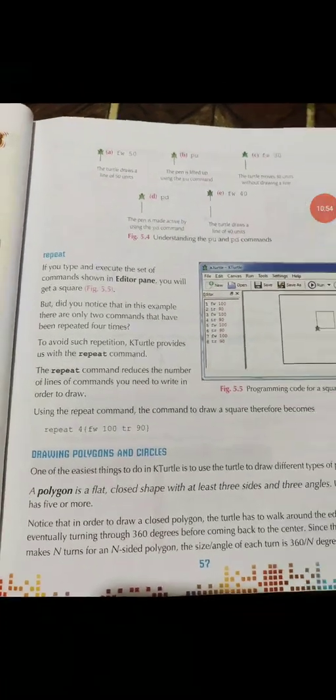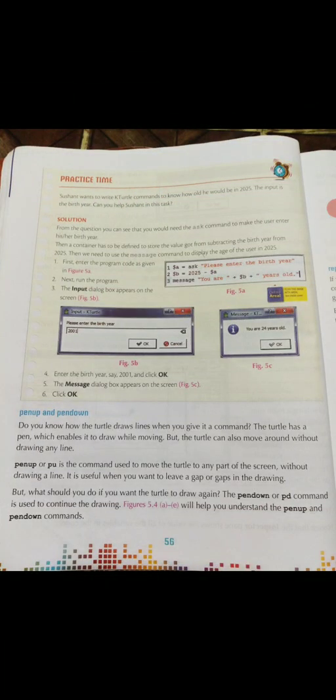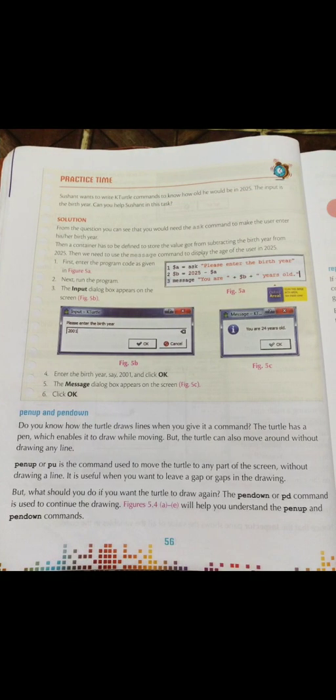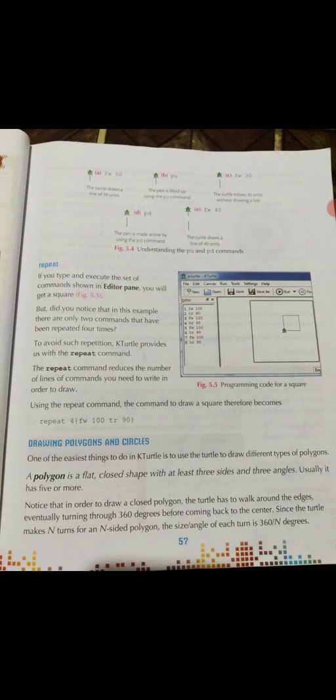So students, today I have explained to you about the pen up and pen down commands and the repeat command. Go through what I have explained very properly and nicely. In my next class, I will explain how we can draw polygons and circles. Today, go through pen up, pen down, PU PD, and the repeat command. Clear? No doubt?